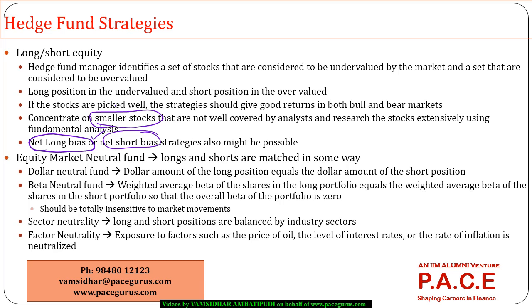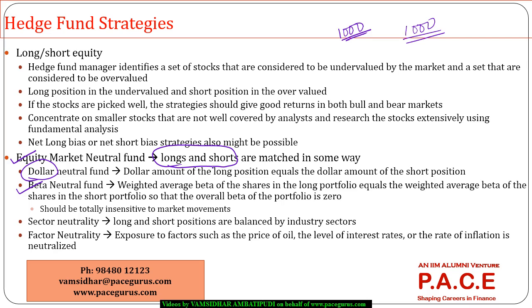And coming to the long short strategy, there are a few more improvisations. Equity market neutral fund: the longs and shorts are always matched. When we say we are creating an equity market neutral fund, in that long short strategy itself, the longs and shorts are matched in some way. They could be matched dollar-wise. So if I have $1,000 worth of long positions, I will also have $1,000 worth of short positions. That is what is called a dollar neutral fund.